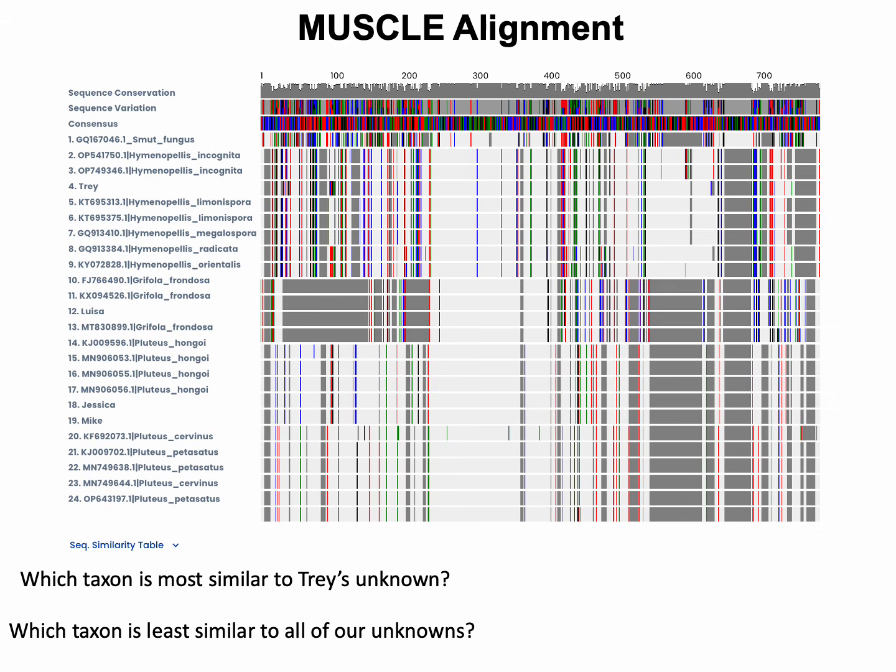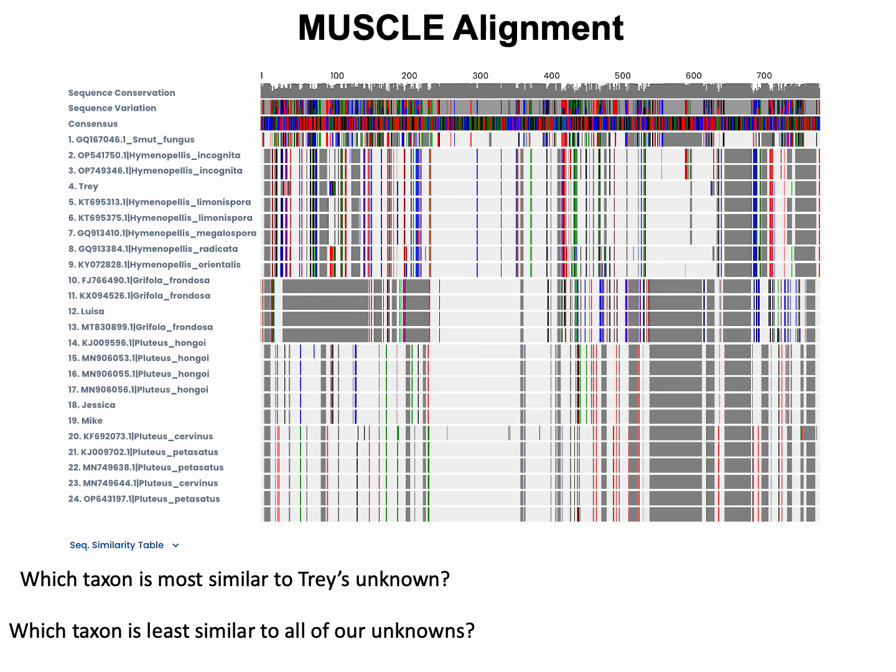You're likely asking yourself, okay, so what do I actually need to pull out of this muscle alignment? The two big questions that you'll need to answer from this muscle alignment are, number 1, which of all the taxa that are lined up is most similar to your particular unknowns? So in this example, let's say, which of these is most similar to Trey's unknown?